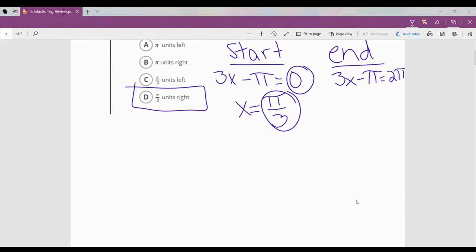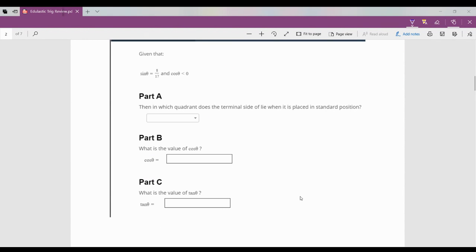All right, so we're going to start out with the next set. All right, and this one is from the pre-calc trig review. So first thing, we've got sine is equal to 8 over 17.